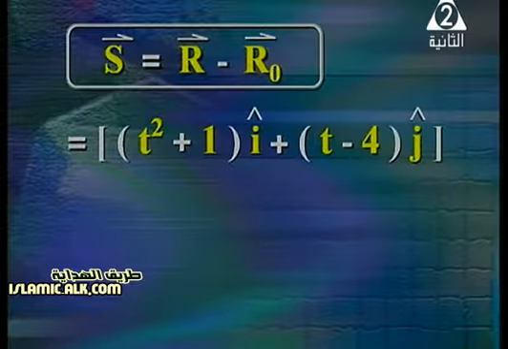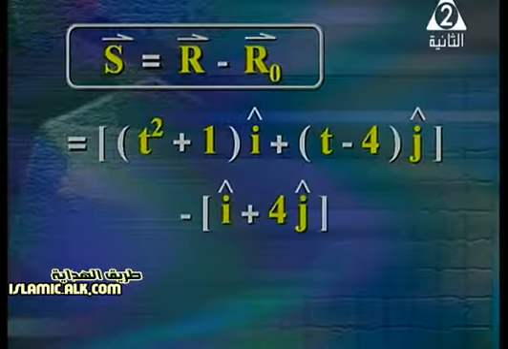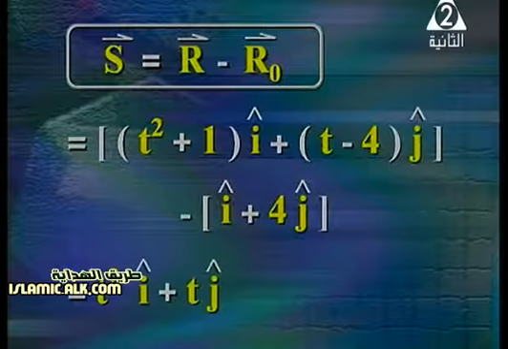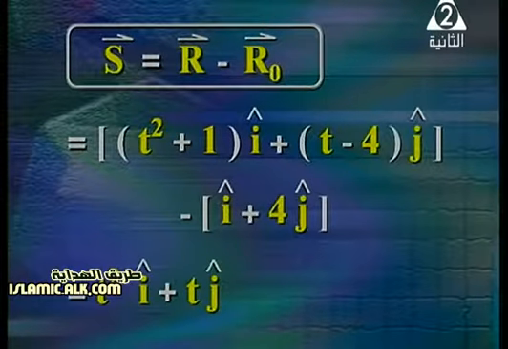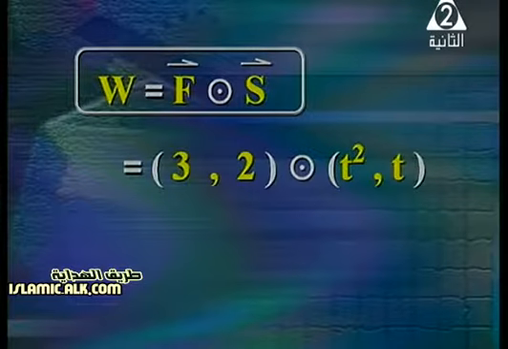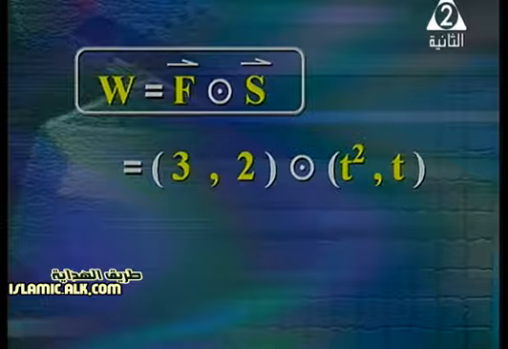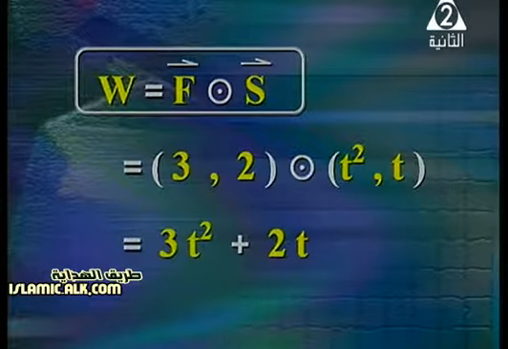By the same method, S equals r minus r naught, which is (t squared + 1) in vector i plus (t - 4) in vector j, minus the bracket that contains i plus 4j. By combining like terms, the displacement becomes t squared i plus t j. The work equals the force vector scalar product the displacement vector S. Then the ordered pairs (3, 2t) scalar product (t squared, t) equals 3t squared plus 2t. This is the work done.